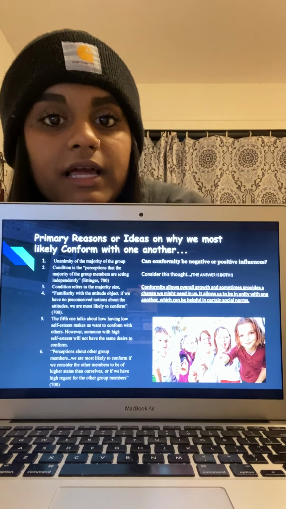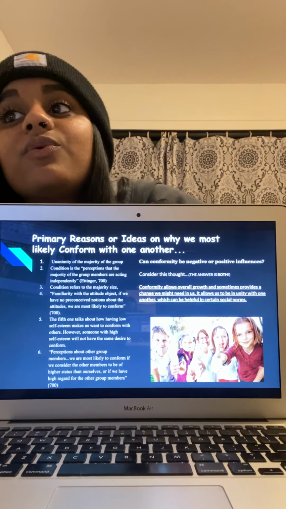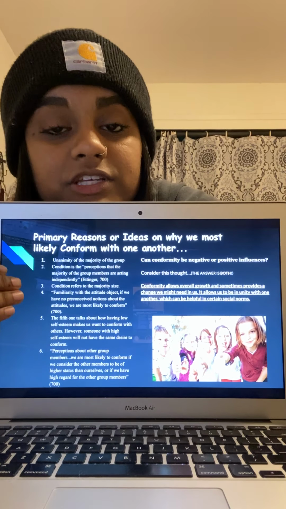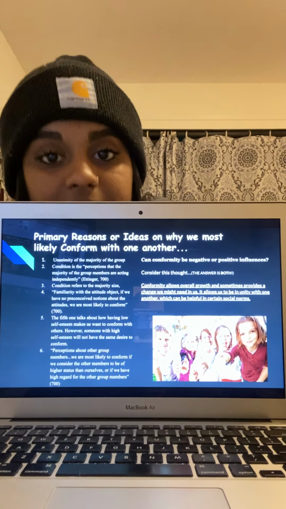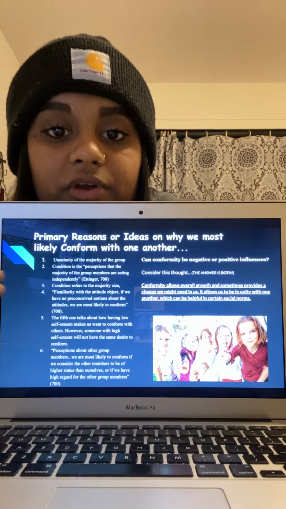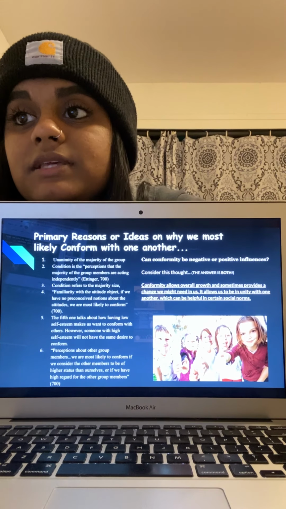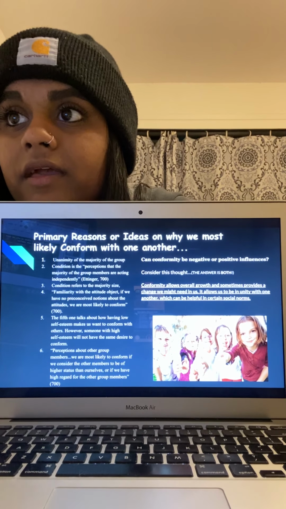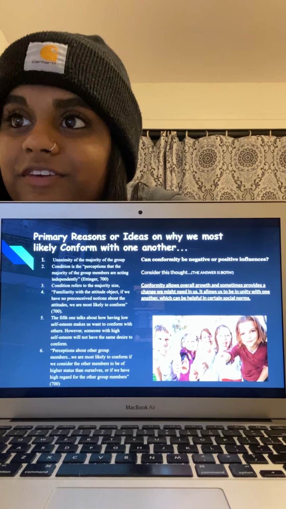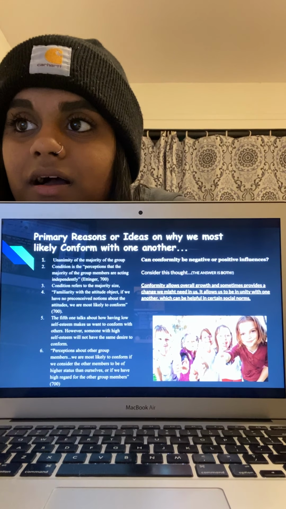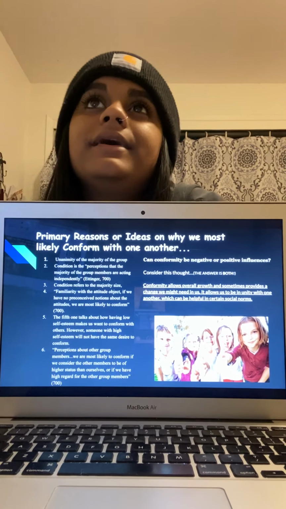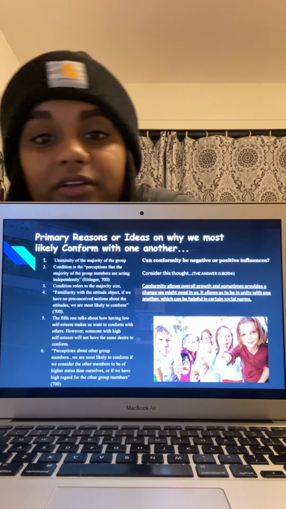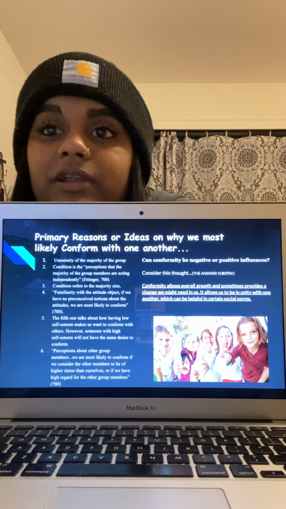And then next slide. Primary reasons are ideas on why we most likely conform with one another. So this is based on the research I found. But yeah, I'll read some of the things that I said. So the majority of the group, the perceptions, thoughts about other group members, majority. Sorry, I already read that. Self-esteem, things like that. So the reasons can really vary.